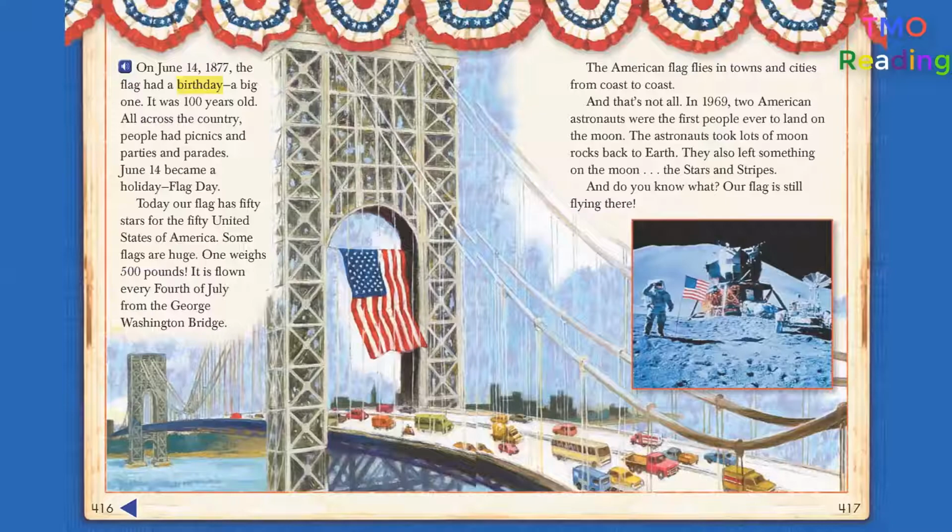The American flag flies in towns and cities from coast to coast. And that's not all. In 1969, 2 American astronauts were the first people ever to land on the moon. The astronauts took lots of moon rocks back to Earth. They also left something on the moon, the Stars and Stripes. And do you know what? Our flag is still flying there.